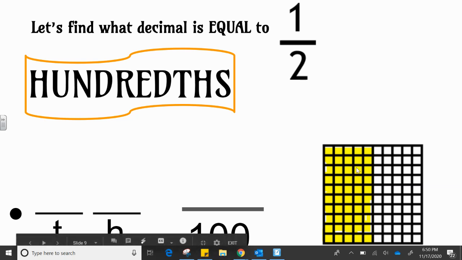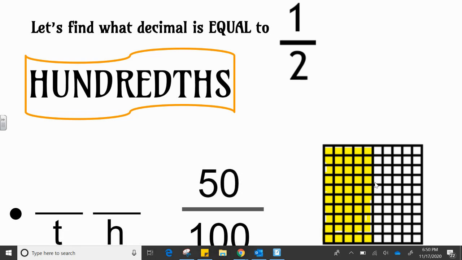And if you were to count how many pieces are shaded, you could very quickly figure out that it would be 50 out of those 100 pieces is worth half. And another way to say 50 hundredths, 50 out of 100, would be with the decimal Thuniverse. 50 hundredths, a 5 in the tenths place, a 0 in the hundredths place.